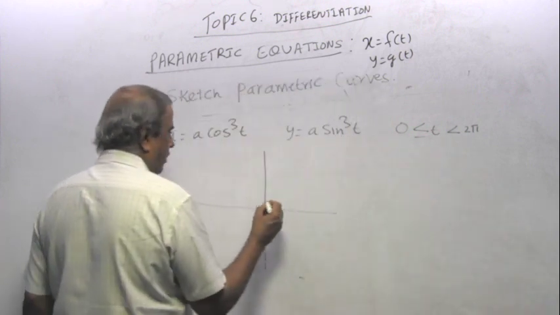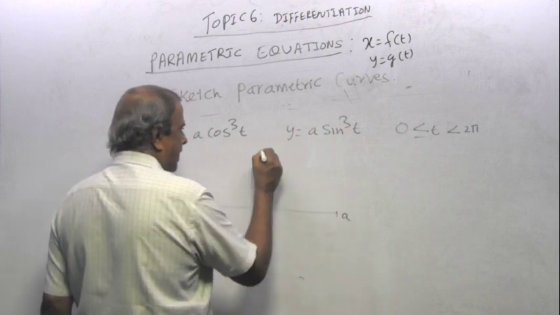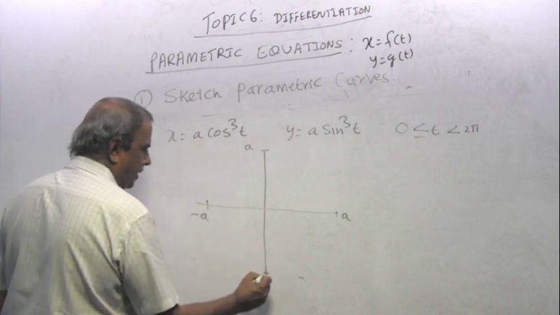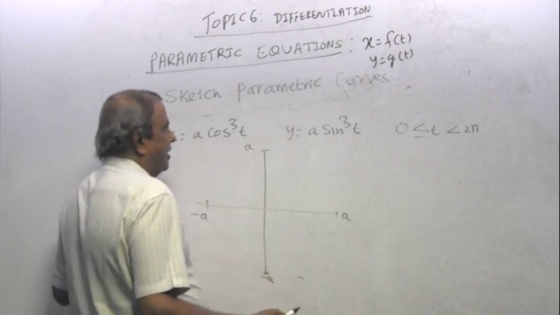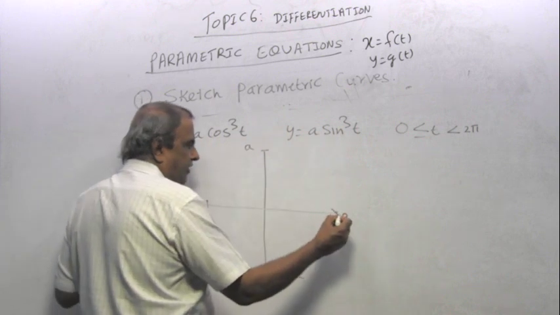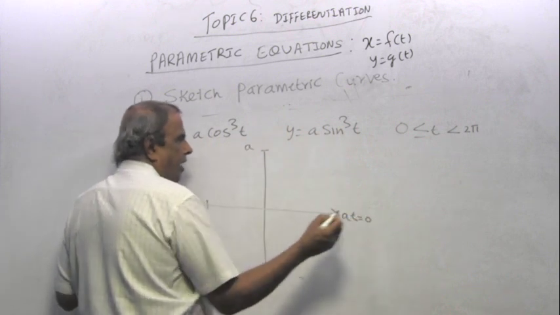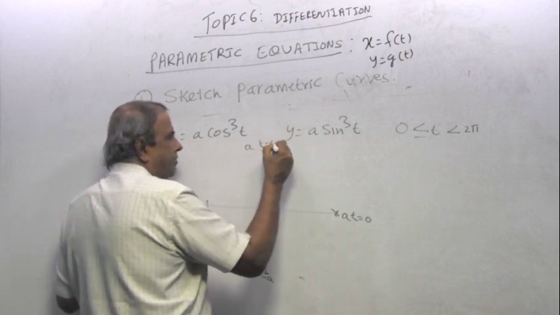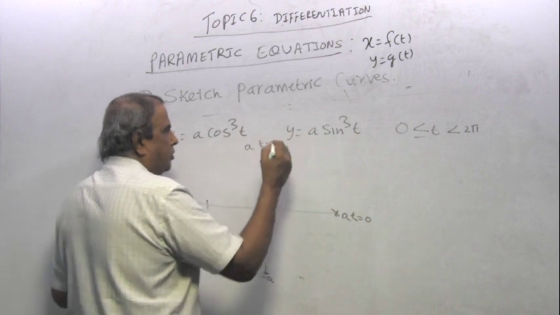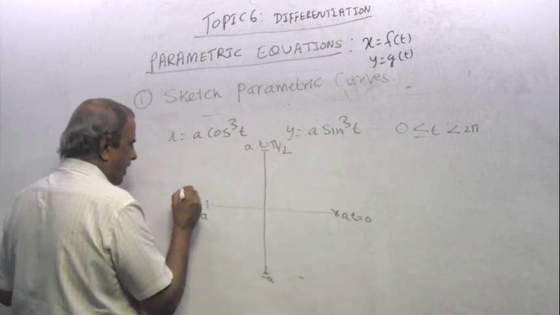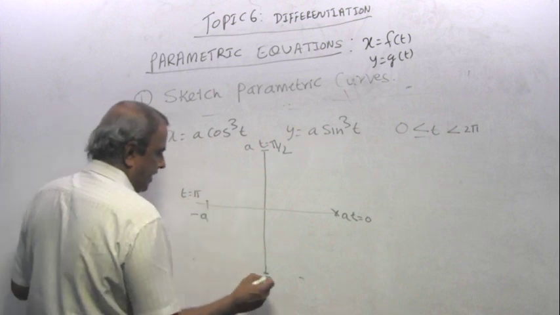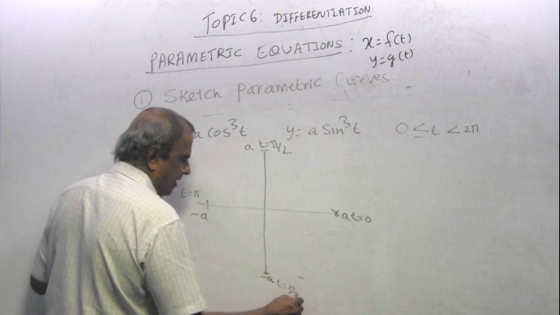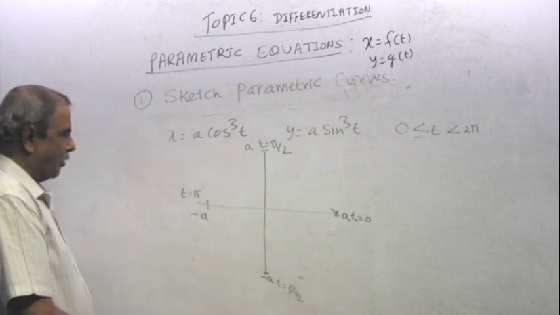So t equal to 0, x is, remember I'm going to put the limits. Always learn to put the limits so that you know your graph cannot go beyond this. At t equal to 0, x is a, y is 0. At t equal to pi over 2, x is 0, y is a. At t equal to pi, x is minus a, y is 0. At t equal to 3 pi by 2, x is 0, y equal to minus a. So you know that, 4 points.